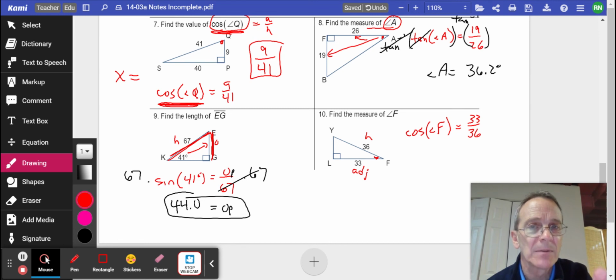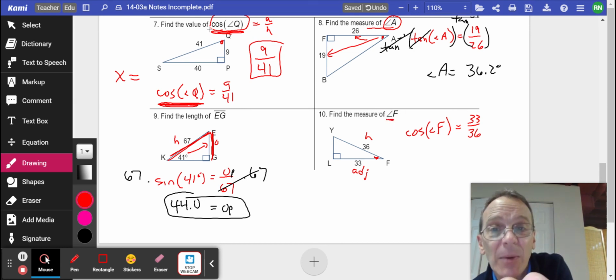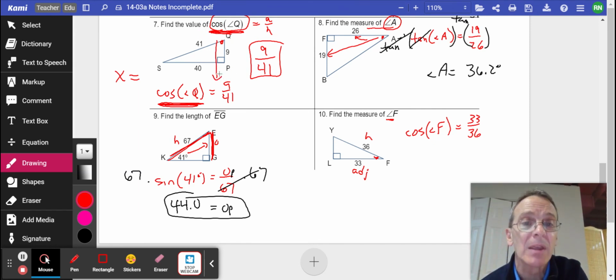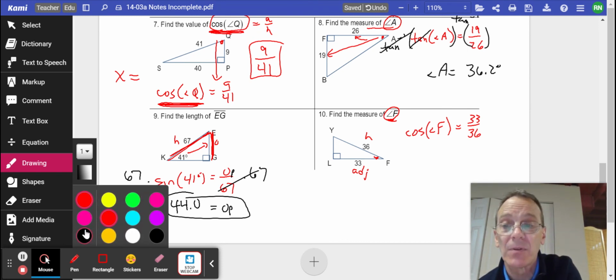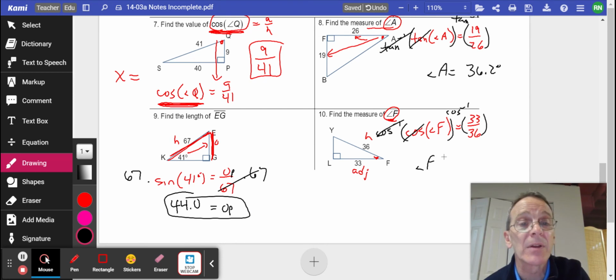Are we done? No, in this case, we're not done because it didn't say find cosine of angle F like I did up here, in which case we were done as soon as we wrote the equation. I asked for angle F all alone by itself. And right now, it's not by itself. We need to isolate it by undoing the cosine with cosine inverse. Okay. Put that cosine inverse in your calculator. You should get 23.6 degrees.